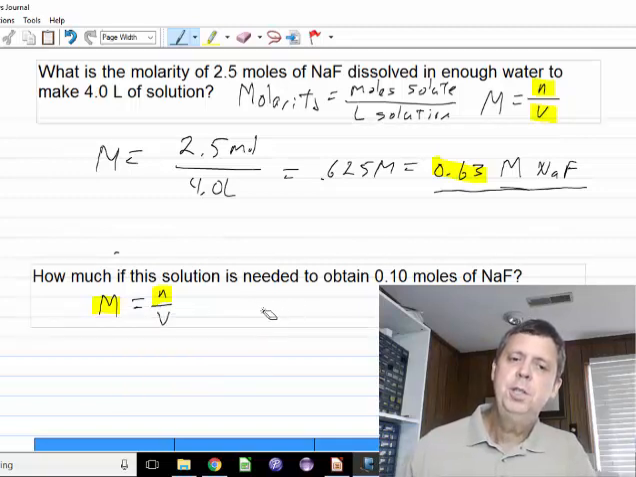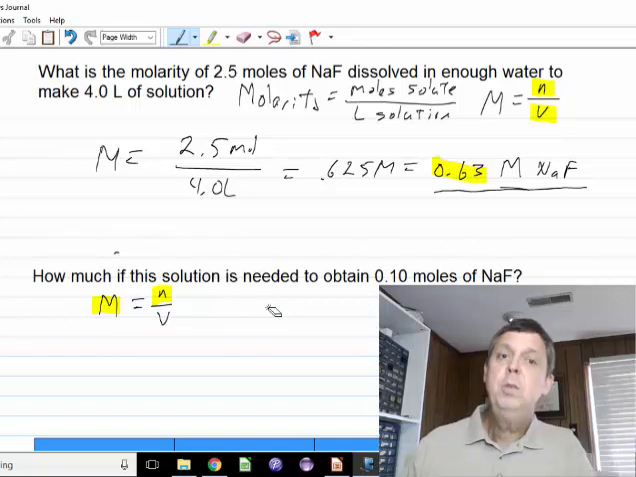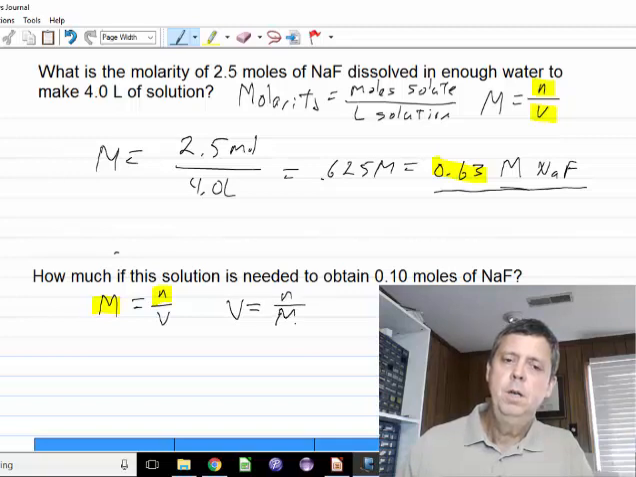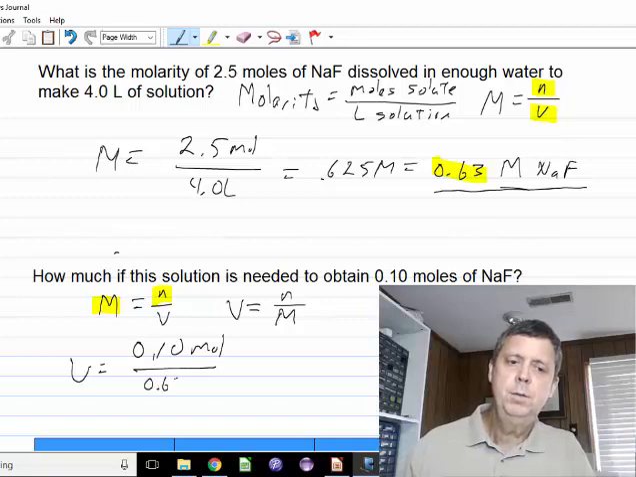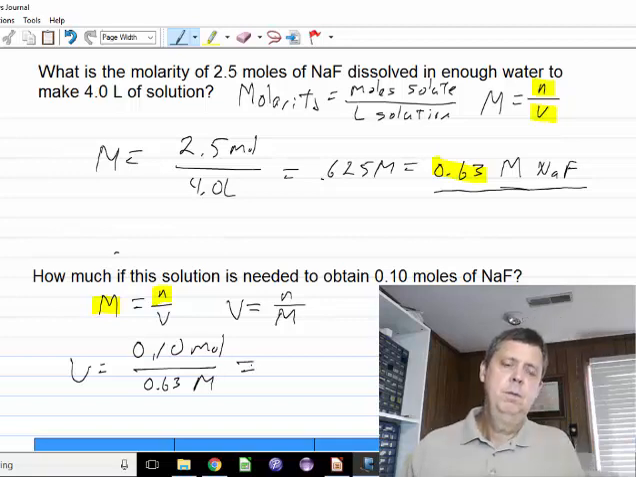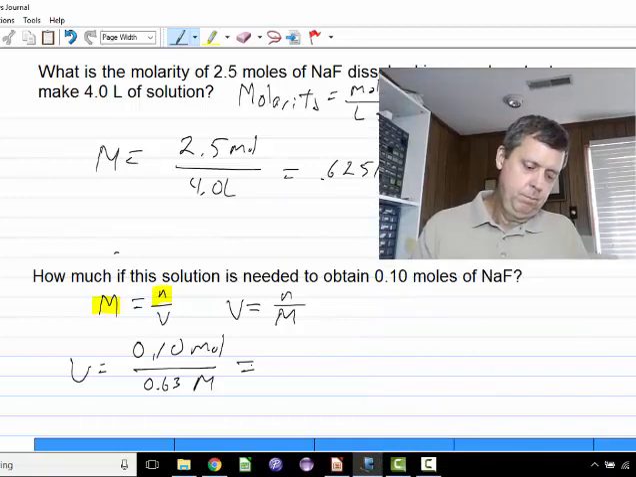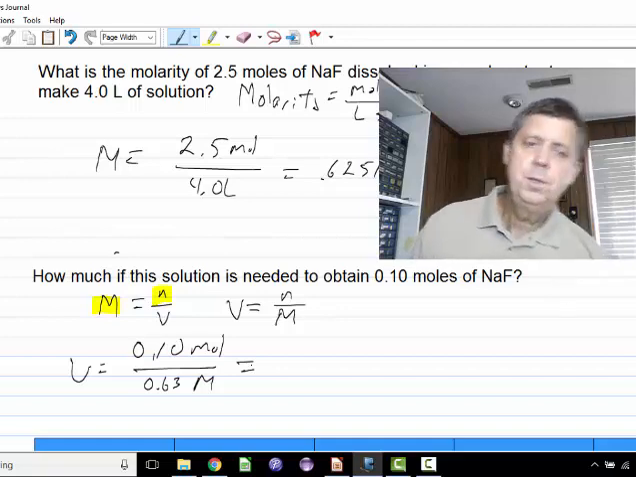And I recommend, do this yourself first. It's really easy, but people make too many careless algebraic mistakes on exams and quizzes. So practice it yourself and come back. So volume is going to be n over capital M. Therefore, my volume is going to be 0.10 moles over 0.63 molar. And number-wise, this gives us 0.16.